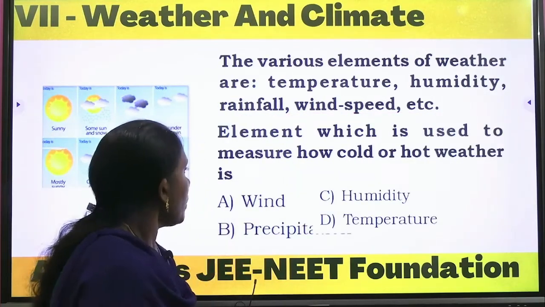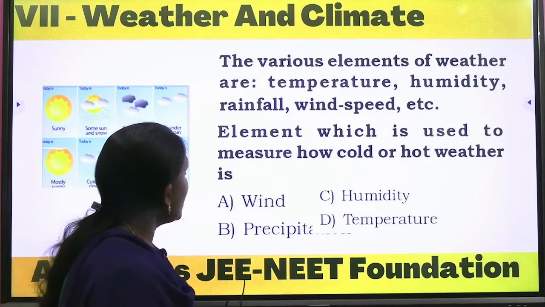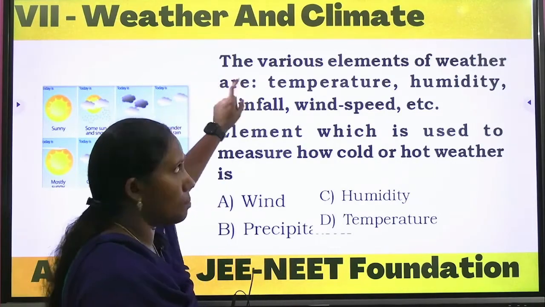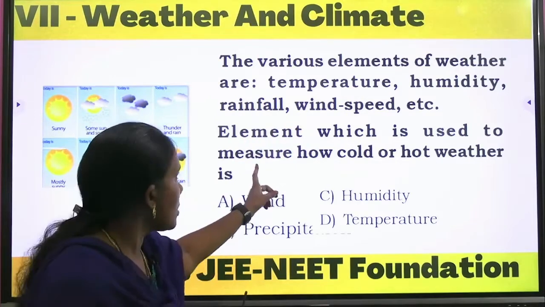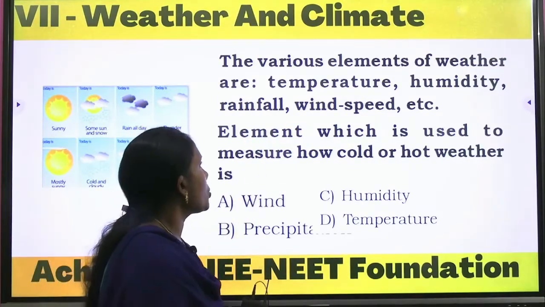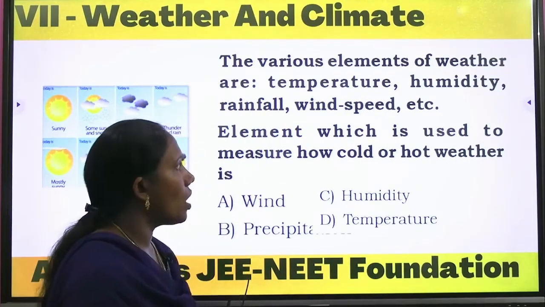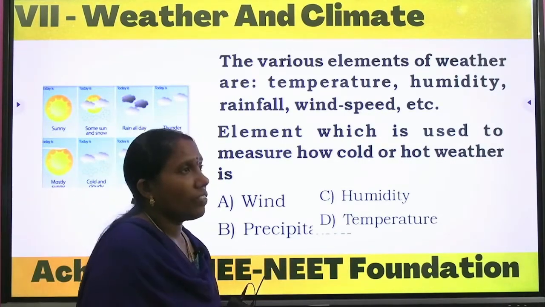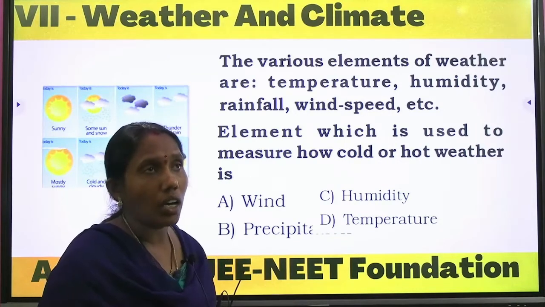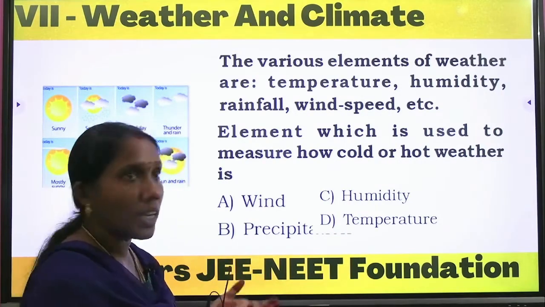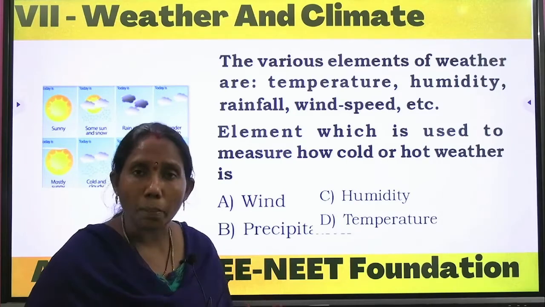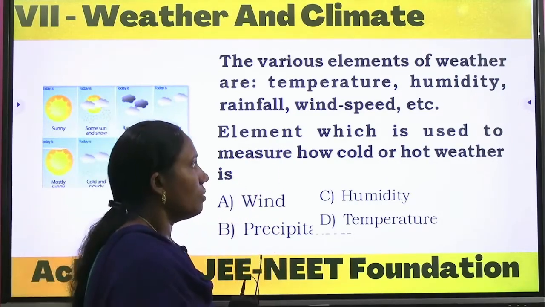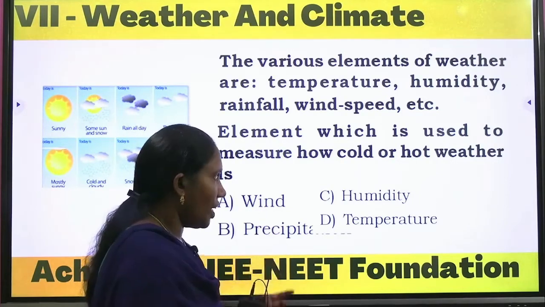Come to the next question. The various elements of weather are, that passage is repeated here, the same passage. Second question, the element which is used to measure how cold or hot the weather is. Whether the given weather is hot or cold depends upon the temperature. That is nothing but the temperature of the weather. The weather element which is suitable for hot or cold weather is not wind.